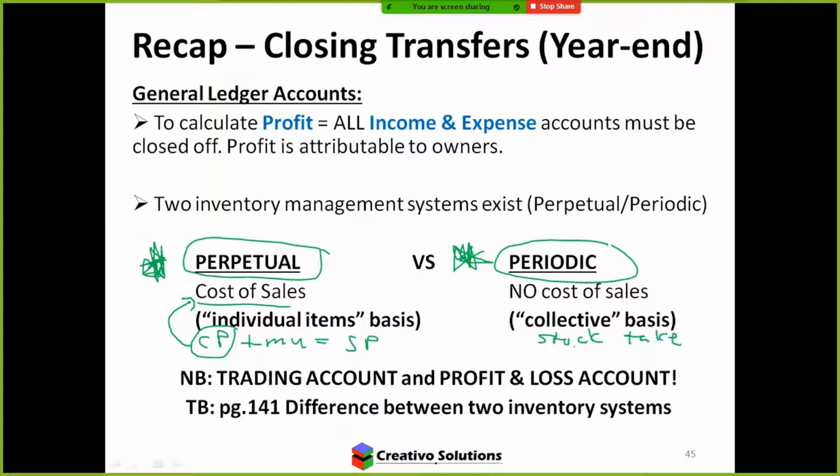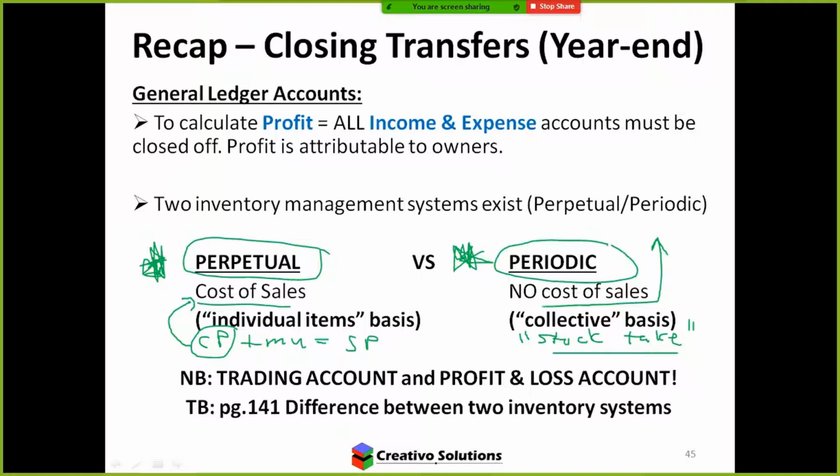That's the word that stands out, especially when you look at periodic: the stock take. In other words, the closing stock and the opening stock. It's done on a collective basis. You're not monitoring individual items, you're just counting all the items, and you're only doing it periodically. So maybe at the beginning of each month, once a month, maybe twice a month, depending on how often you can actually count and check your stock. There won't be any cost of sales because cost of sales is calculated using a formula.